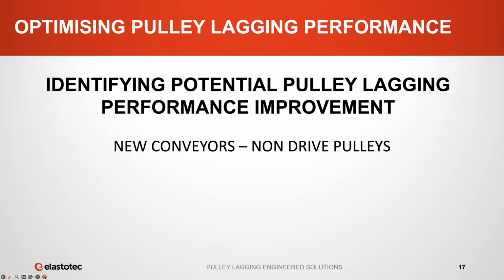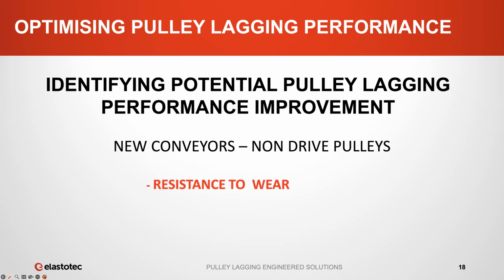Let's have a look at non-drive pulleys, again for new conveyors. Often decisions on new conveyors are driven by a desire to keep the capex to a minimum, and this can be done at the expense of higher operating expense once the conveyor is running. The following discussion is based solely around the best operating performance, and I'm not considering the upfront capital cost. So for non-drive pulleys, there are 2 main considerations for lagging performance and service life.